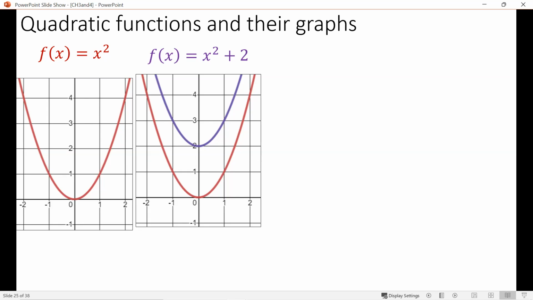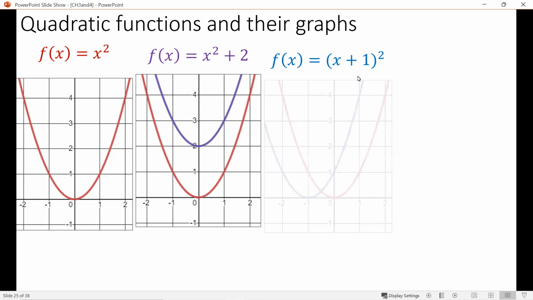Now, if we want to shift horizontally, it's a little bit different. To shift horizontally, we are going to basically counteract what is happening to our x. So in this example, by adding 1 to the x, what happens is, remember in our original equation, our minimum point happened when the thing being squared was 0. By adding 1 to our x, in order for this thing being squared to reach its minimum value, x is going to have to be -1. So our vertex is going to shift to the left by adding 1.